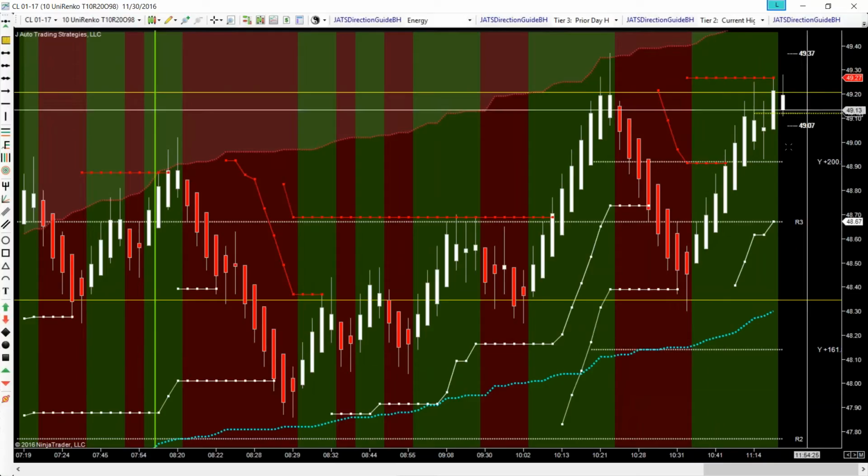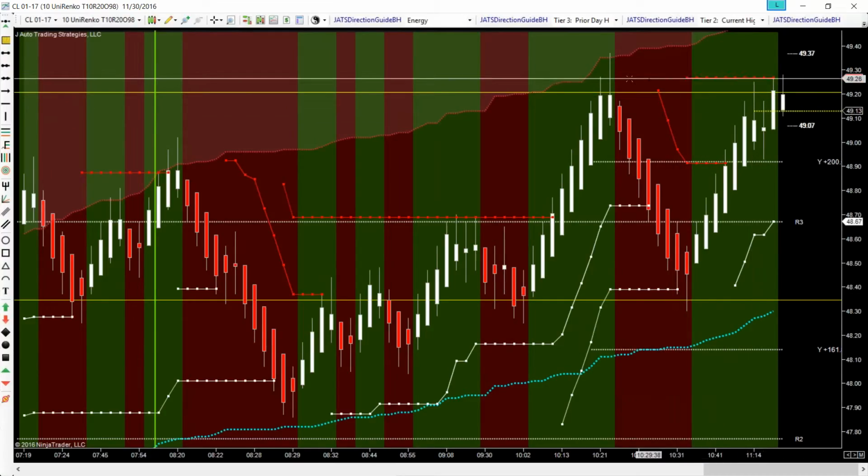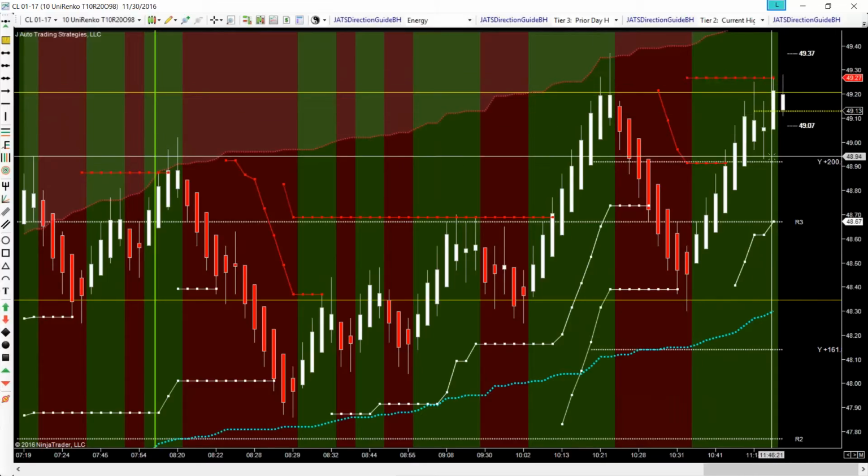So now we're back at the top of the range, stalling out. And do you see the volatility band up here holding it? And what did it do? It went right to that volatility band and turned around.